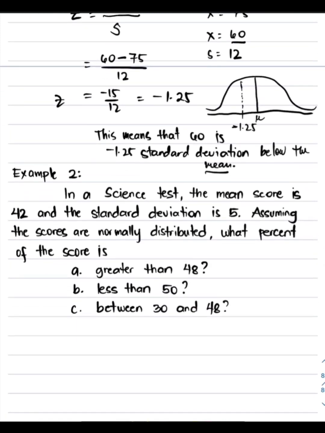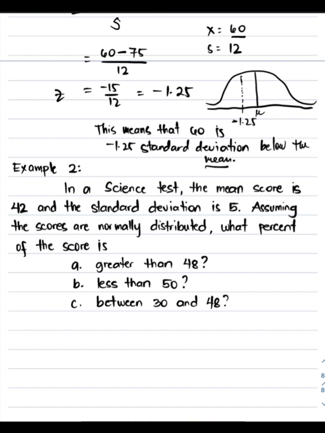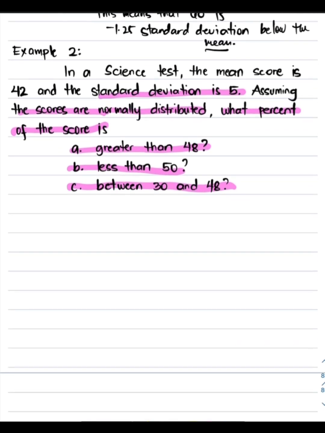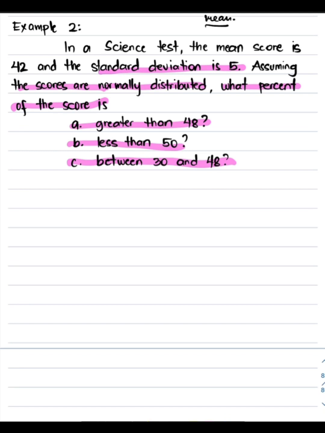Next, example number 2. In a science test, the mean score is 42 and the standard deviation is 5, assuming that the scores are normally distributed. What percent of the scores is, letter A, greater than 48, letter B, less than 50, and letter C, between 30 and 48. First, unahin natin yung letter A. We need to find the value of z. So, z equals x minus x bar, or the sample mean, over the standard deviation.